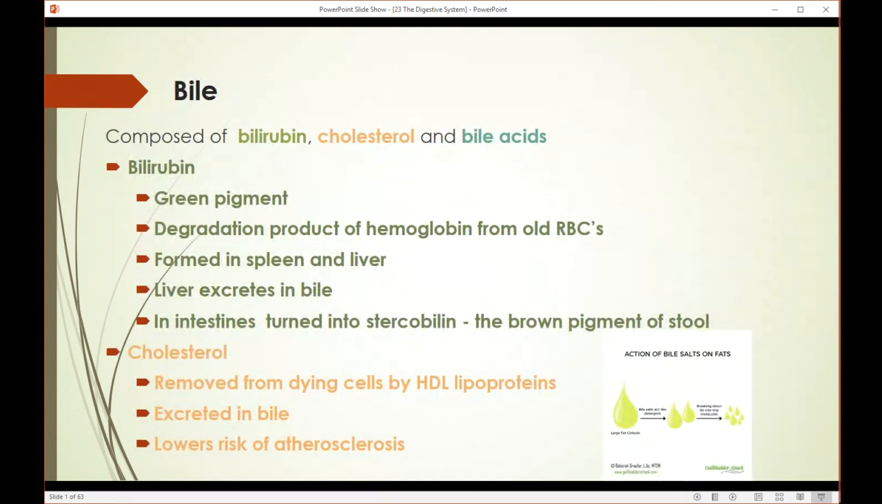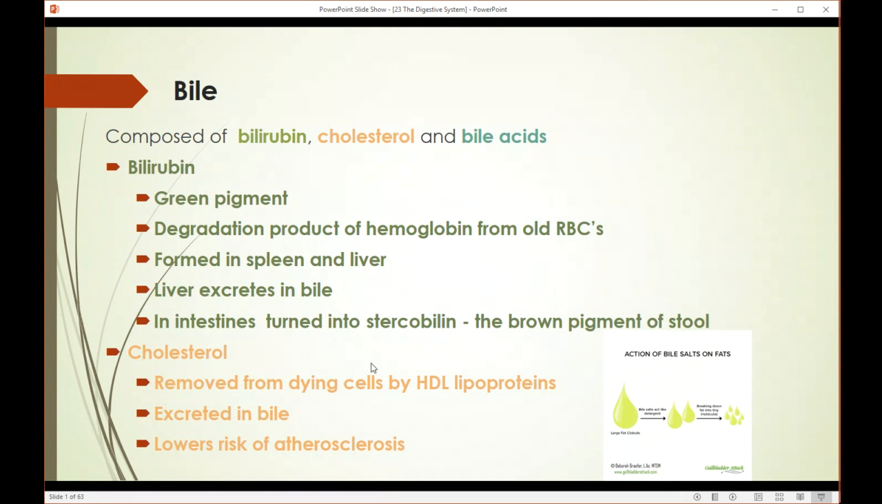So let's talk about bile. Bile is composed of bilirubin, cholesterol, and bile acids. So bilirubin is the green pigment, and it is a leftover from our pulling apart those old red blood cells. We have a product of hemoglobin. It is formed within the spleen and the liver. The liver excretes it into the bile. And in the intestines, we can turn it into stercobilin, and stercobilin is the brown pigment of stool or poop.